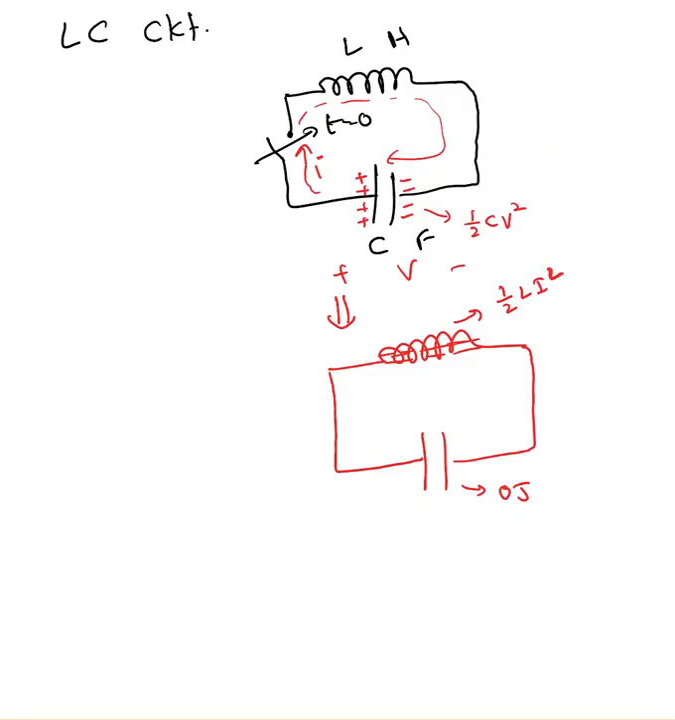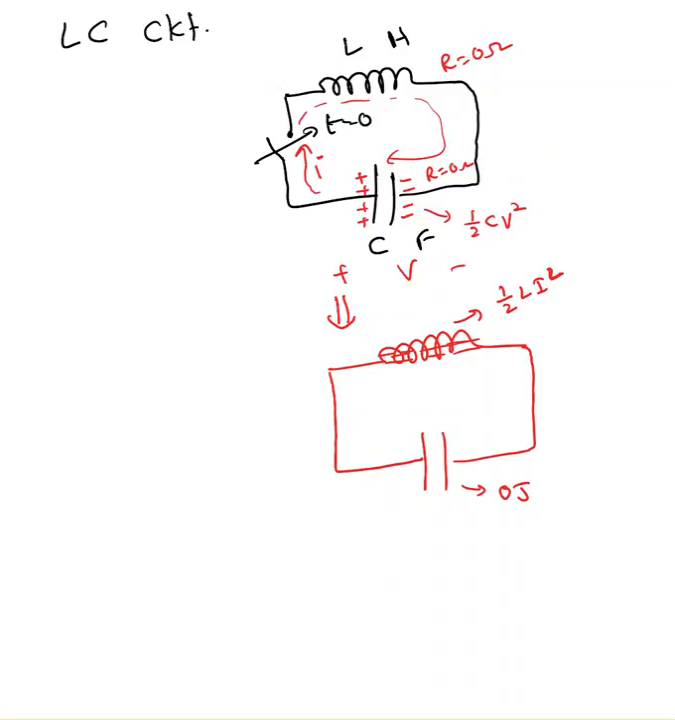Here, one assumption I'm making: I'm assuming that the inductor and capacitor both don't have any resistance. So here the internal resistance is 0 ohms, and here the internal resistance is 0 ohms. Resistance is the one which consumes energy. It takes electrical energy and converts that into heat energy or light energy. Since they both don't have any resistance, the losses are 0. So whatever the energy here, it is transferred to the inductor.